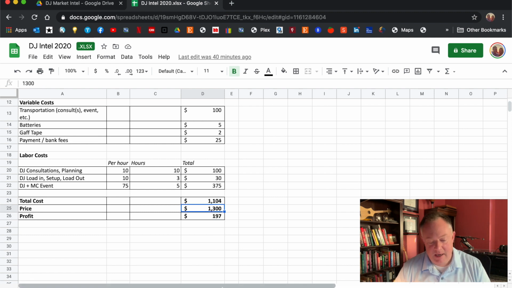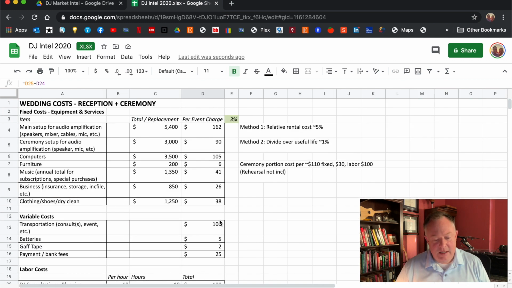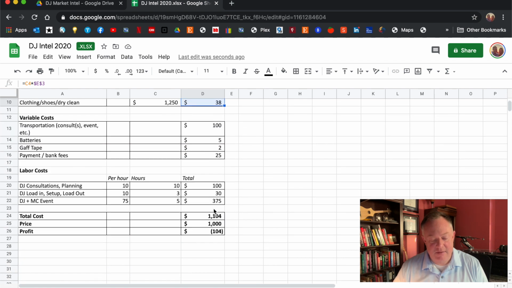Now, if I came in here and I charged $1,000, and maybe that's where I am, guess what? I'm operating at a loss. Is that a real loss? No, because these numbers are kind of phantom numbers. These aren't actual per event charges that I'm having to recoup, unless I'm leasing or renting every time, which could introduce some different factors. But if you do all this work and you find you're running at a loss, that's okay, because then you know where your weak spots are. Maybe figure out a different way.